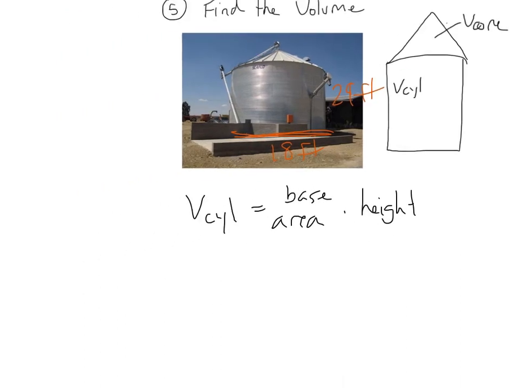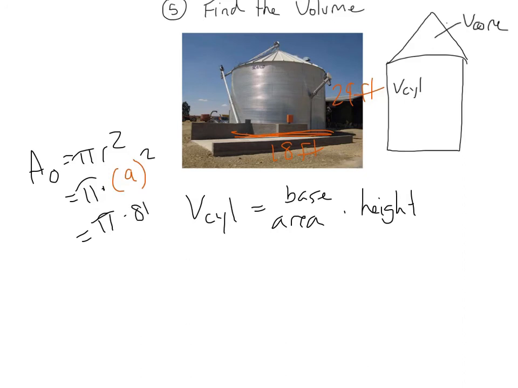How do you find the area of the circle? Well, area of a circle is pi r squared. So pi times, well, what's our radius? The diameter is 18, so the radius is half of that, so it'll be 9 squared. So that's like saying pi times 81. If you take pi and multiply it times 81, rounded to the nearest tenth, you will get 254.5.